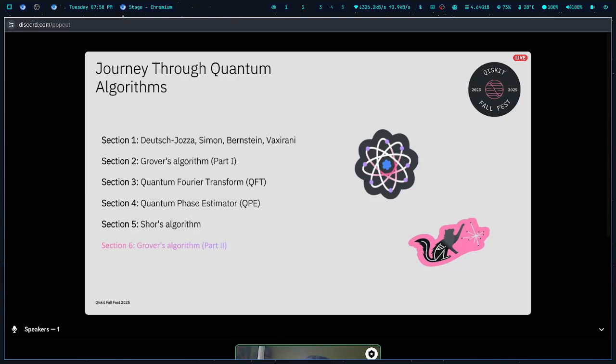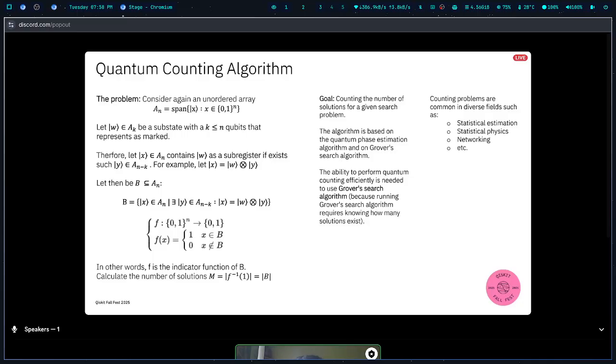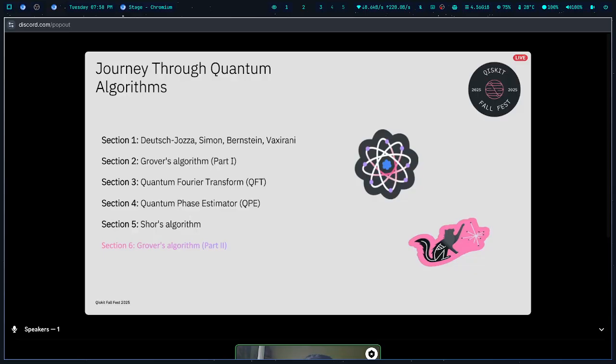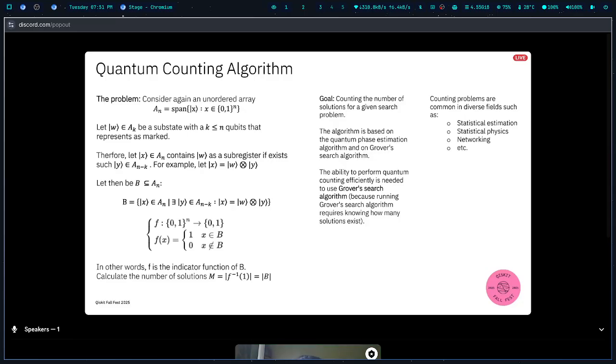And the last part, going back to it, will be Grover's algorithm. Again, in this case, part 2. The idea of this is, again, applying this quantum phase estimator that right now we know what's going on with. Now we can apply that thing that we said before, trying to find the number of elements that match that W in that array. So in this case, we can consider again this unordered array.